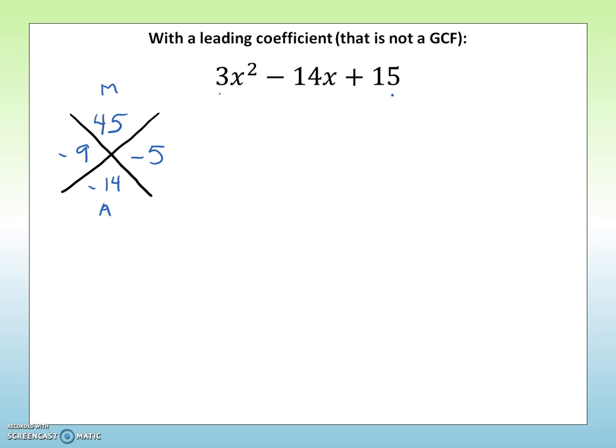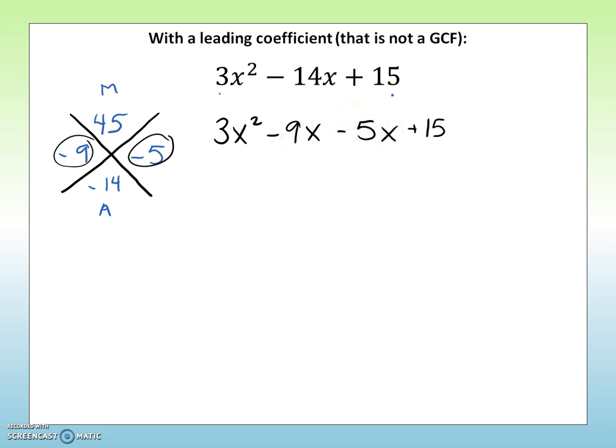These numbers tell us how to split up the middle term in our trinomial. We're just going to rewrite it. 3x squared, but instead of writing negative 14x, since we just found the negative 9 and the negative 5, we're going to write it out like that. That way we can use our grouping method. Right? Essentially, this polynomial and this polynomial are the same exact thing. We just split up that middle term.